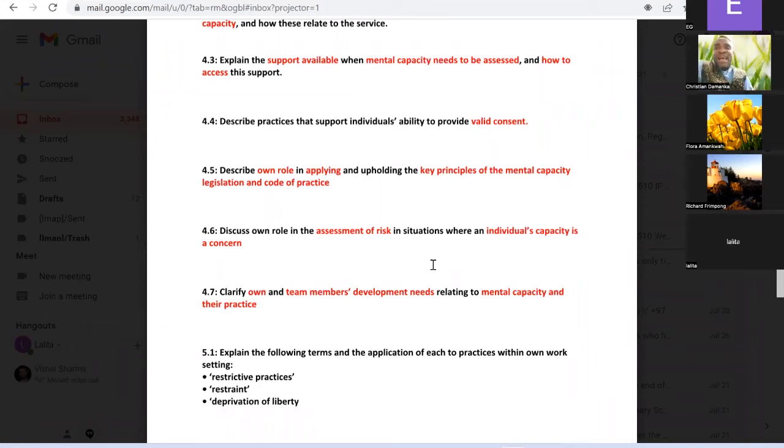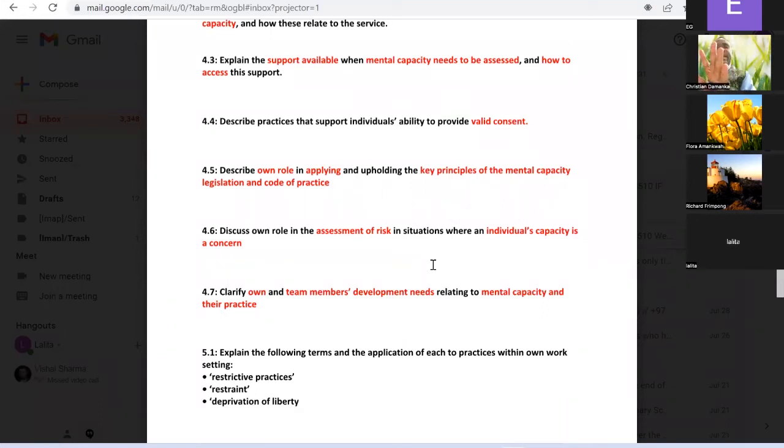4.6, discuss your own role in the assessment of risk in situations where an individual's capacity is a concern. All right. So Mr. A, you are not sure whether Mr. A has capacity or not. So there are concerns. And Mr. A needs to take a decision in relation to his care or his treatment.